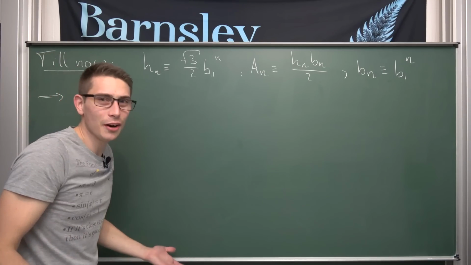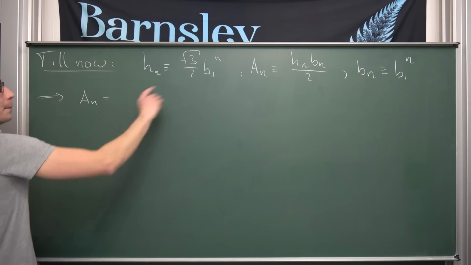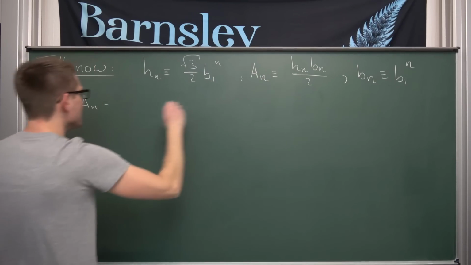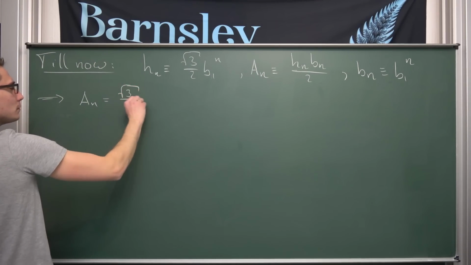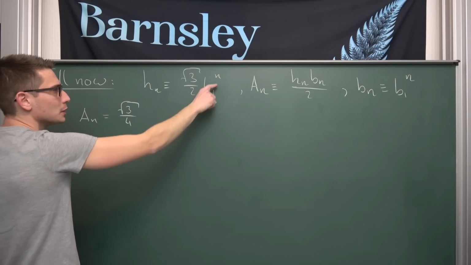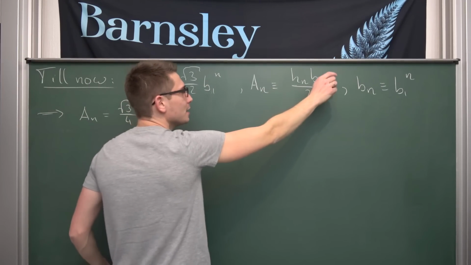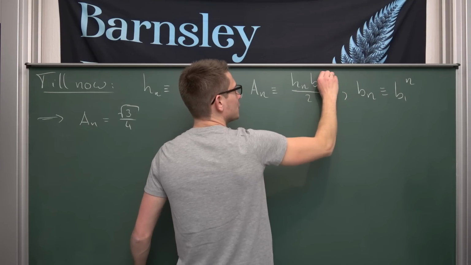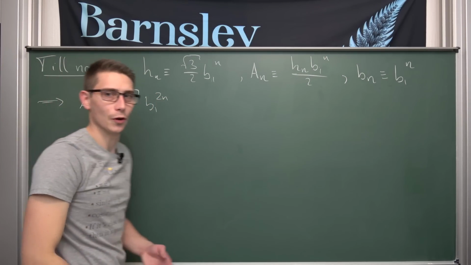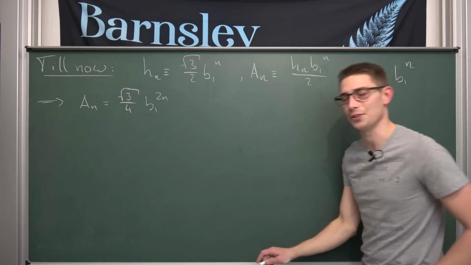Leaving us with the area of the nth equilateral triangle being hence nothing but, okay, hn is going to be square root of 3/2 times blah blah blah. So this is square root of 3 divided by 4. And now we are going to get b1 to the nth power times bn, but bn is nothing but b1 to the nth power, meaning we are going to get b1 to the 2nth power overall. Isn't that cute? That's a nice result if you ask me.